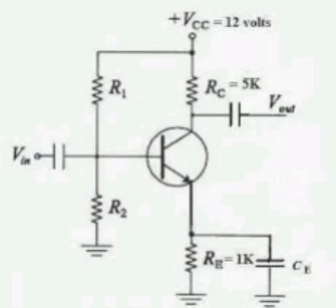The network of the figure contains both a dependent voltage source and a dependent current source. Determine the Y and Z parameters.